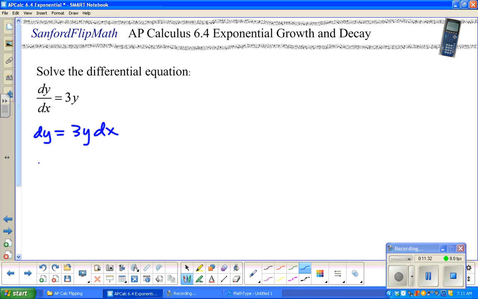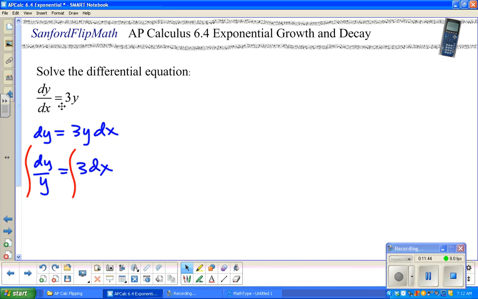Divide both sides by y. So this is going to be dy over y equals 3 dx. Now, to get rid of the d's, as is always the case with solving a differential equation once you have the variables separated, I need to do an integral or antiderivative, but the issue now is, what's this dy over y?